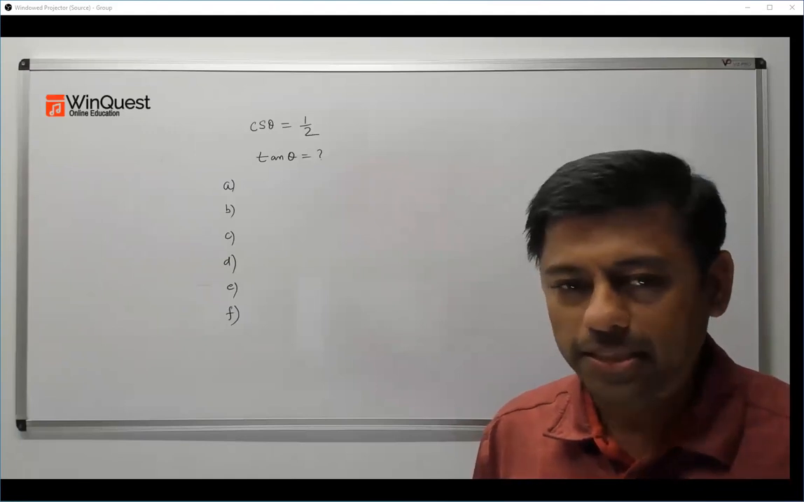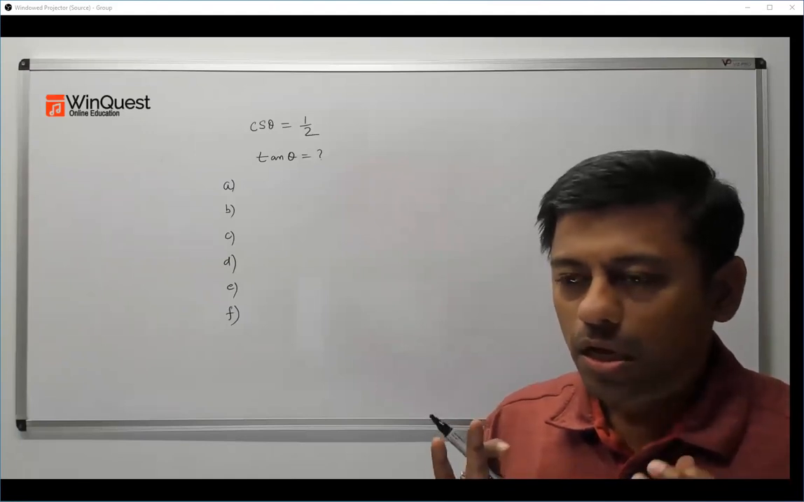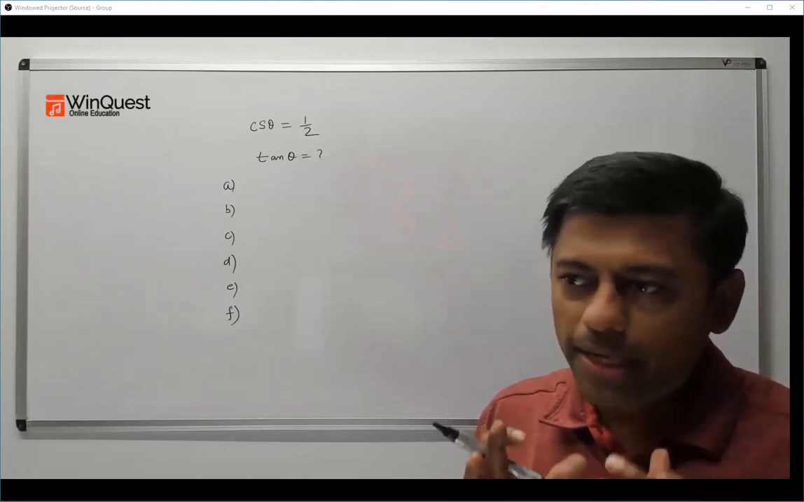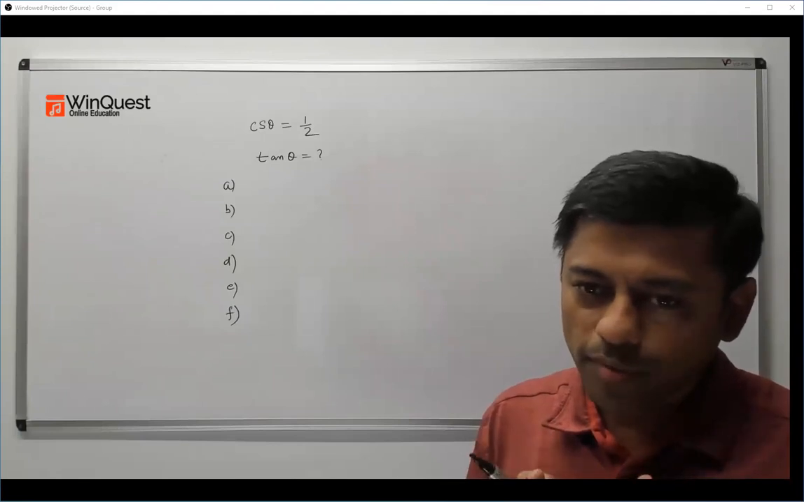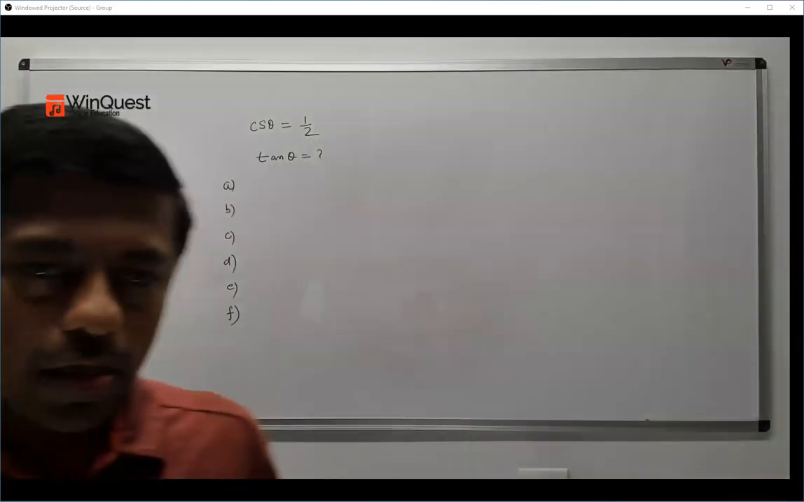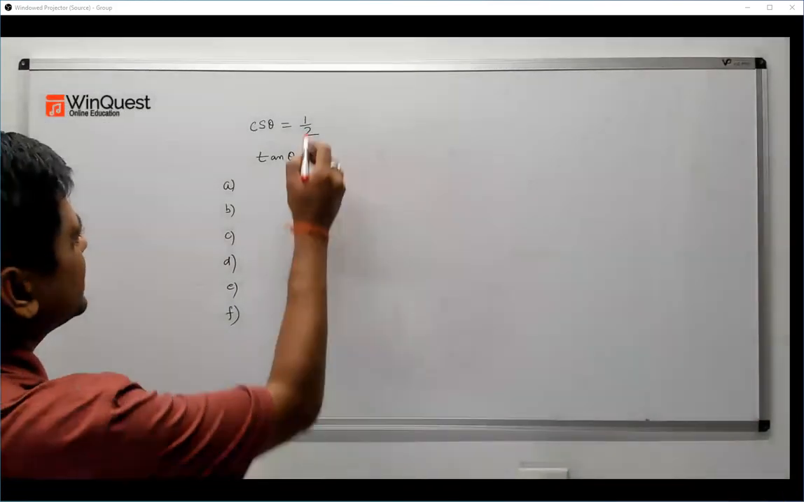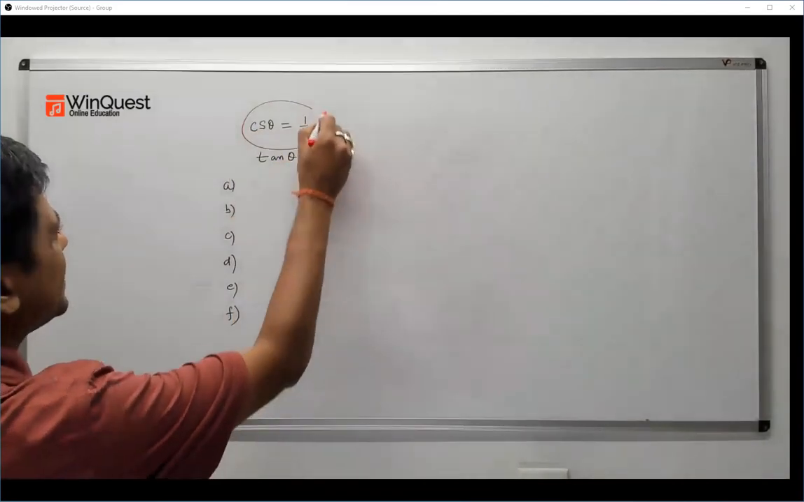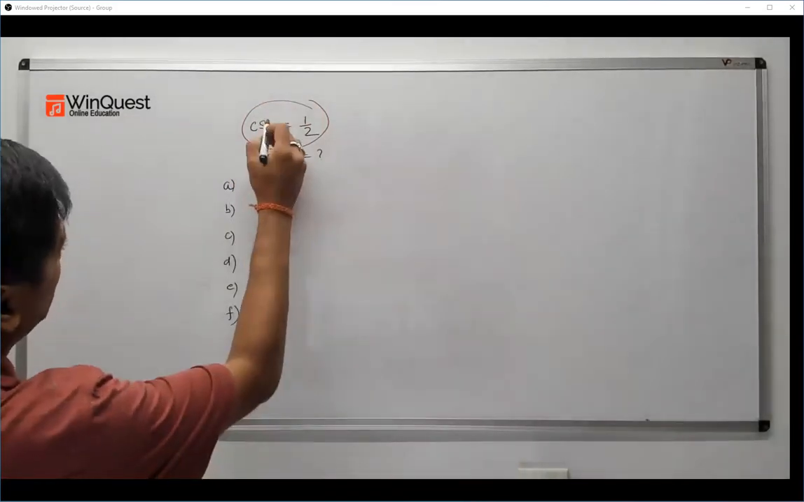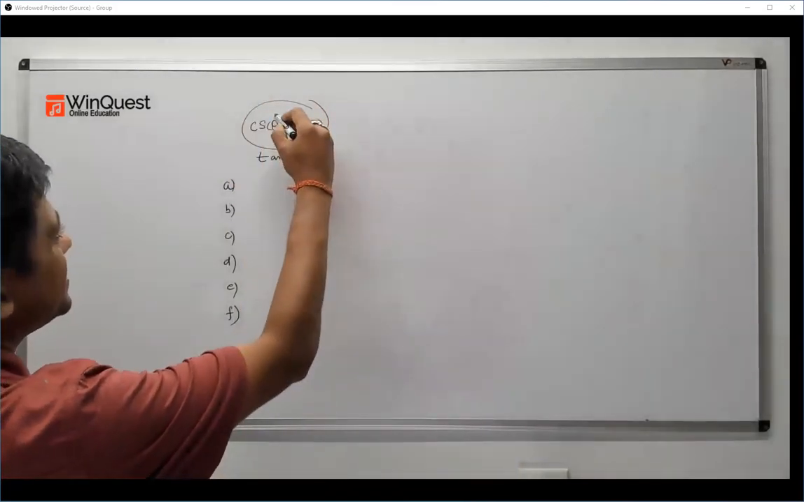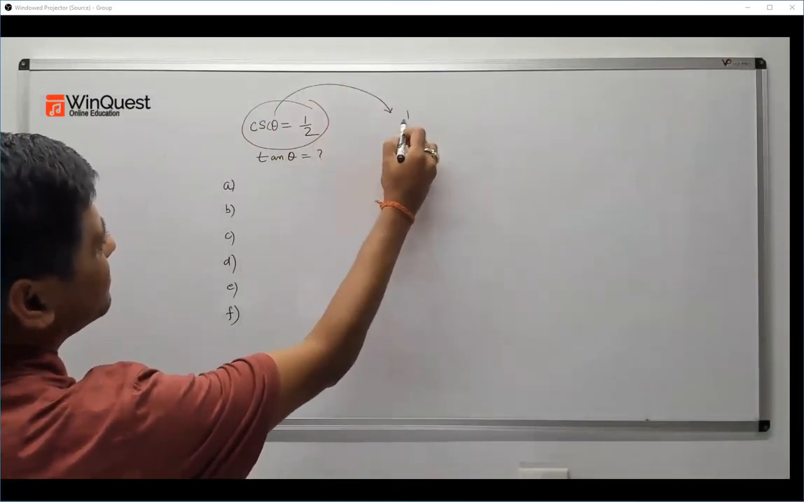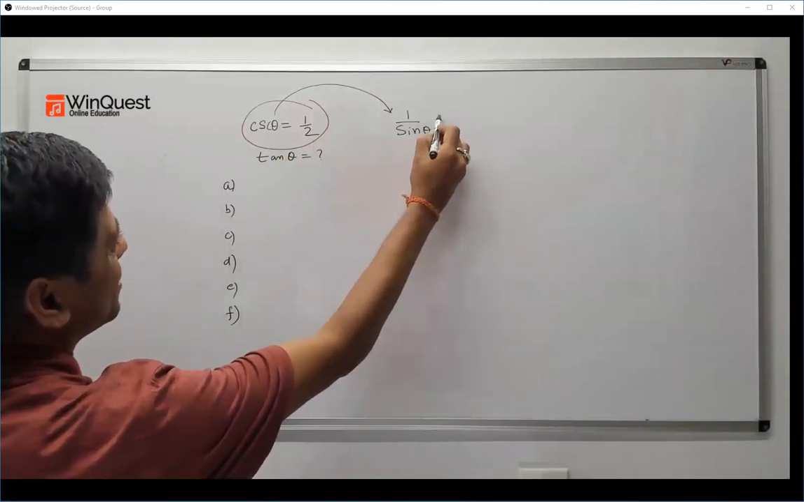Okay. Guys, I'll explain again. This is not just an algebra problem. It's playing around with trigonometric rules and formulas plus a bit of algebra. First thing to remember is that CSC is the reciprocal of sine. Can I say 1 by sine theta equals half?